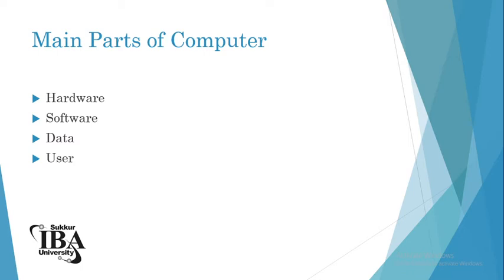If you don't have software, then you can't run a computer. If you don't have data, then you can't work on a computer. If there is no user, then who will operate the computer? If you are making the computer automatic, then a person is also available who will make the automatic computer. So without a user, your computer is nothing.